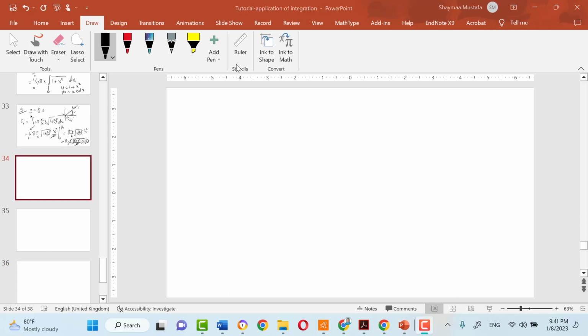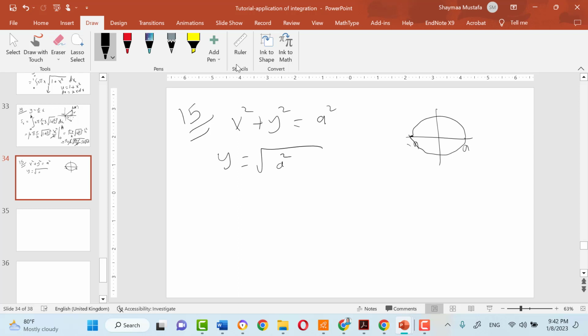Okay, now for question 15. Question 15, you need to find the surface area of the sphere, which means that we're rotating a circle with radius a, from minus a to a. We rotate this circle. The equation of the circle is x squared plus y squared is a squared. So your function is y equals the square root of a squared minus x squared. This is the equation of a circle.